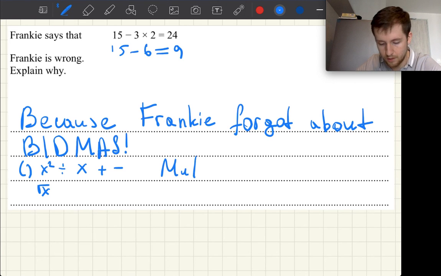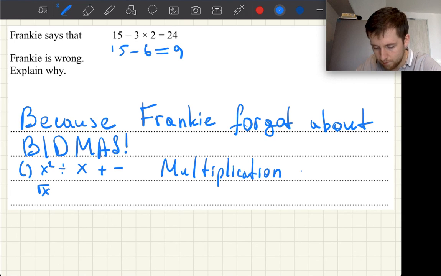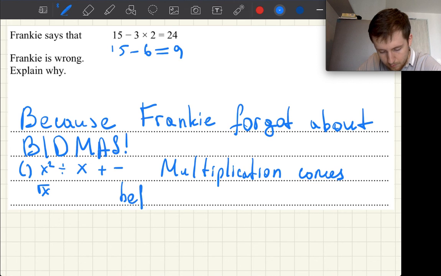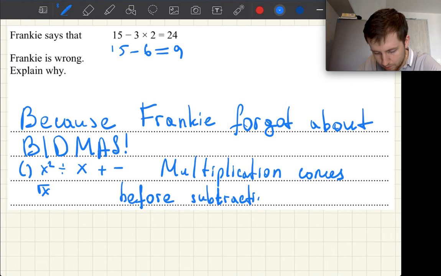Multiplication, you can also write, multiplication comes before subtraction.